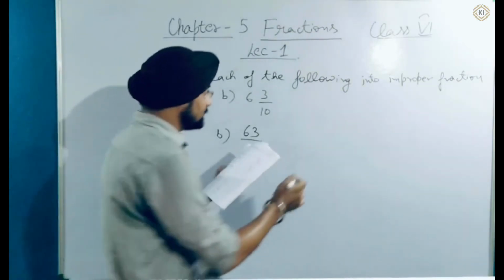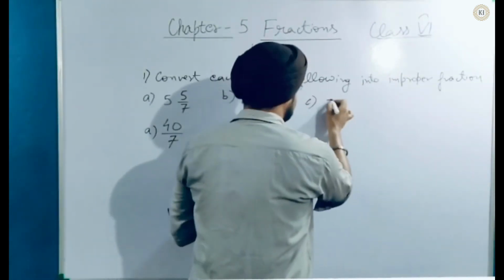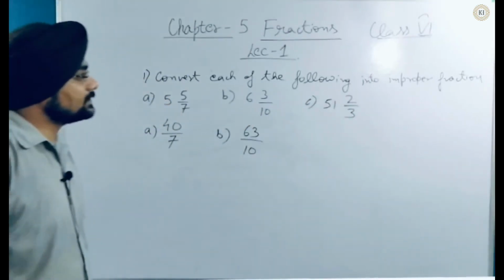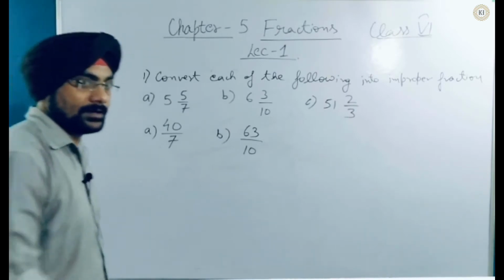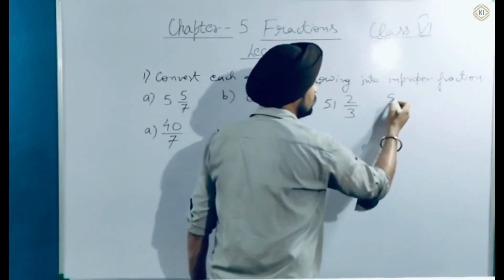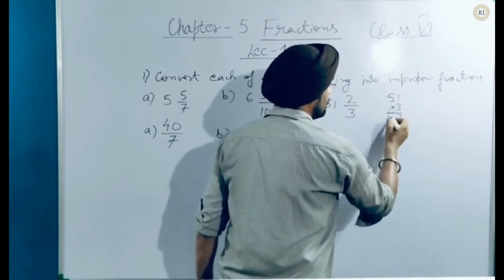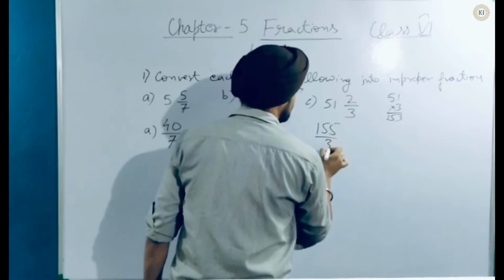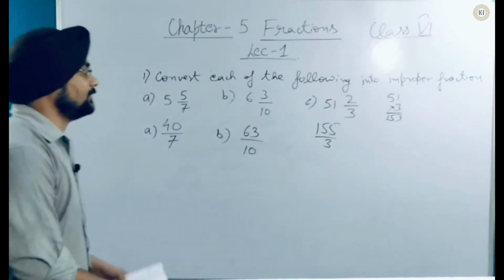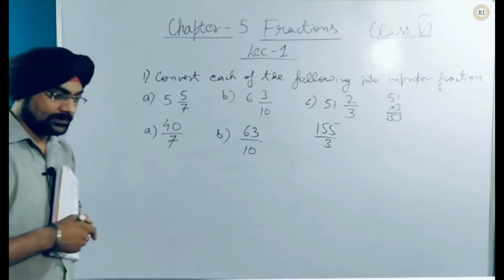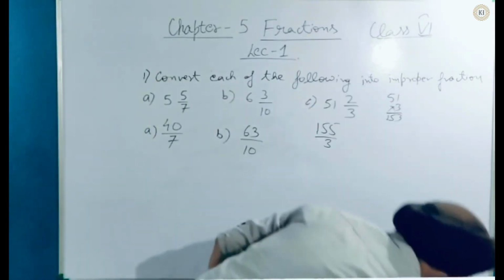One more we will discuss here. C part, suppose it is given as 51 whole 2 by 3. We have to convert this value into improper. Again we multiply. 51 into 3 will be 153 and plus 2 is 155 upon 3. So in this way we are going to convert a mixed fraction into improper fraction. Now let us see the next question.